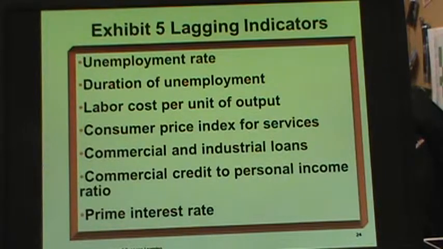When GDP changes, unemployment rates change, the duration of unemployment changes, labor costs per unit of output change, the consumer price index for services changes, commercial and industrial loans change, the commercial credit to personal income ratio changes, and the prime interest rate changes. We're going to talk about these a little bit in more detail as we go.